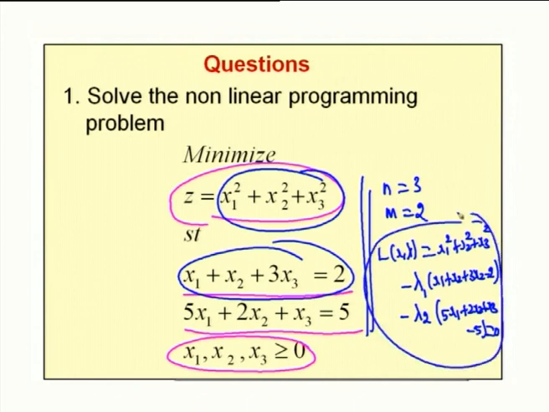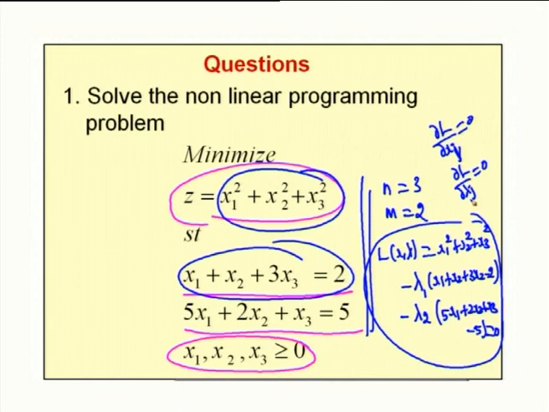So, from the given problem, first we will construct the Lagrangian function. Now, with the help of this Lagrangian function, we will find the partial derivatives dou L by dou x i equal to 0, i varies from 1 to 3, and dou L by dou lambda j equal to 0, j varies from 1 to 2, and we will get 5 simultaneous equations. Now, by solving those 5 simultaneous equations, we will get the solution for this problem.